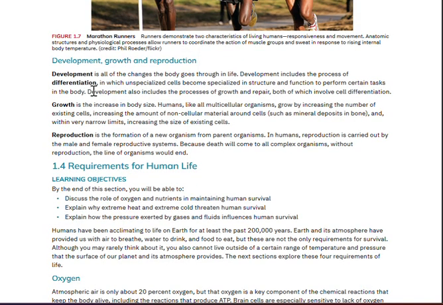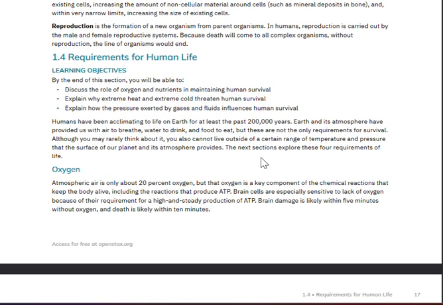Development is all of the changes the body goes through in life. Development includes the process of differentiation, in which unspecialized cells become specialized in structure and function to perform certain tasks in the body. Development also includes the process of growth and repair, both of which could involve cell differentiation. They're talking about stem cells and stuff. It's kind of crazy, but cells get specialized. Reproduction is obviously making new organisms.